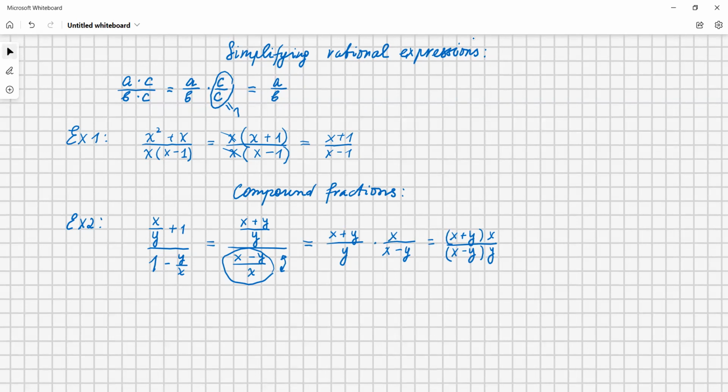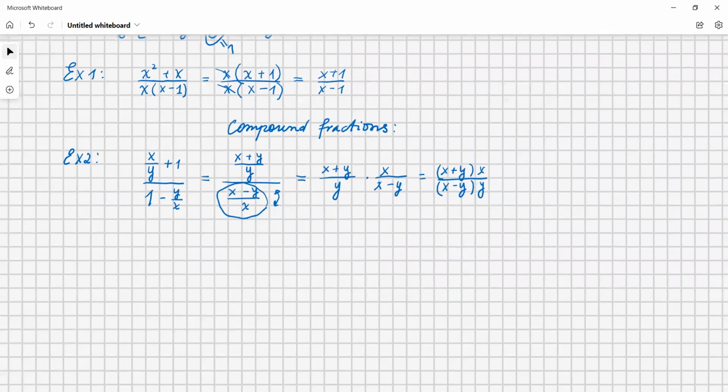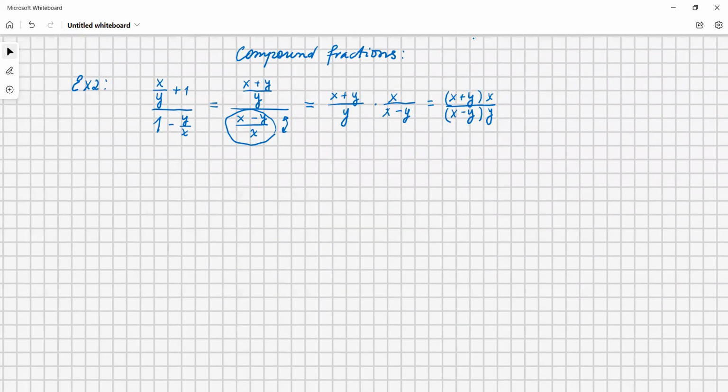Okay, what other operations can we do on rational expressions? Rationalizing denominator. You already know that we can rationalize denominators for numbers. Now we are going to look at how to rationalize denominators for expressions.